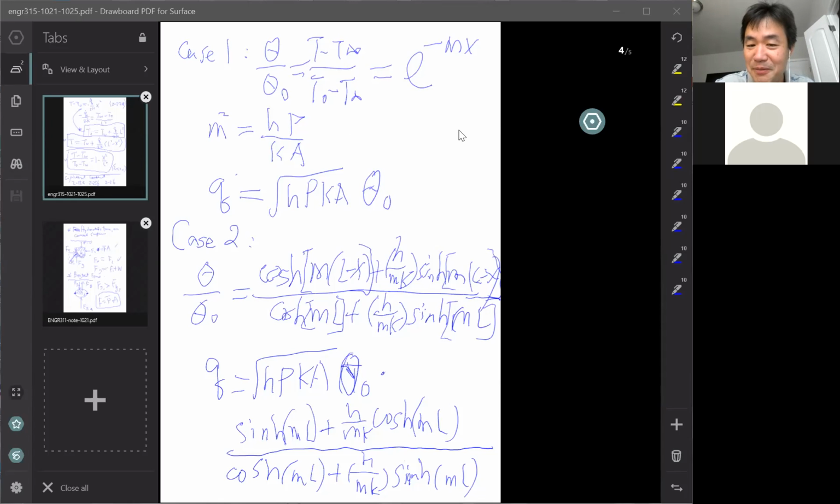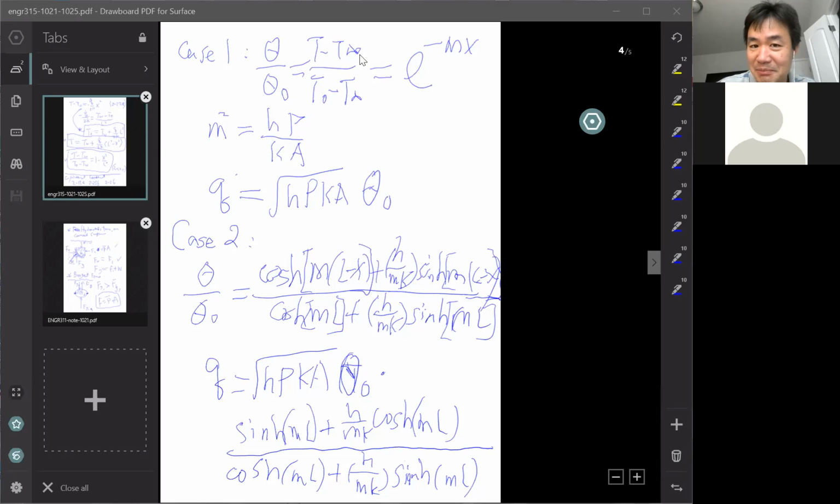Okay, so the temperature will decrease inside the fin, right? Where is the lowest temperature in the fin? The end of the fin. Okay, so based on this equation, I'm showing case 1, for example, you will be able to find the temperature in terms of x. X is the fin direction.